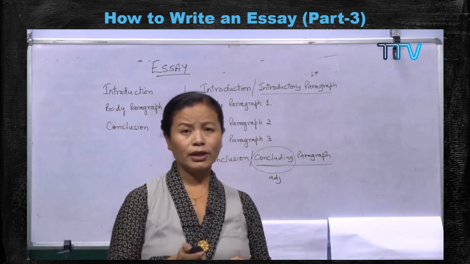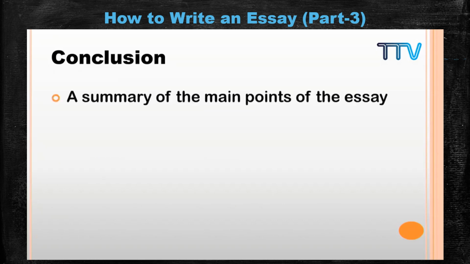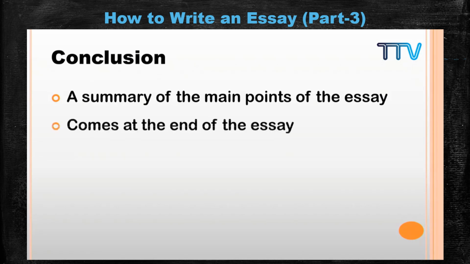And then you look at the conclusion. The third part of essay writing is the conclusion, or concluding paragraph. This is a summary of the main points of the essay. Here you summarize all the main points. Clear? A summary of the main points of the essay, and it comes at the end of the essay. We cannot put the concluding paragraph at the beginning. It comes at the end of the essay.